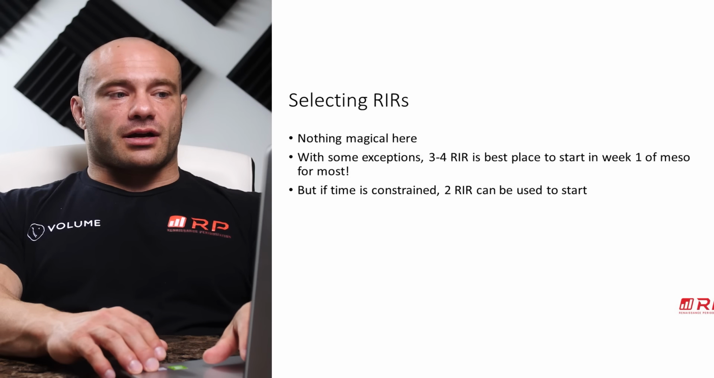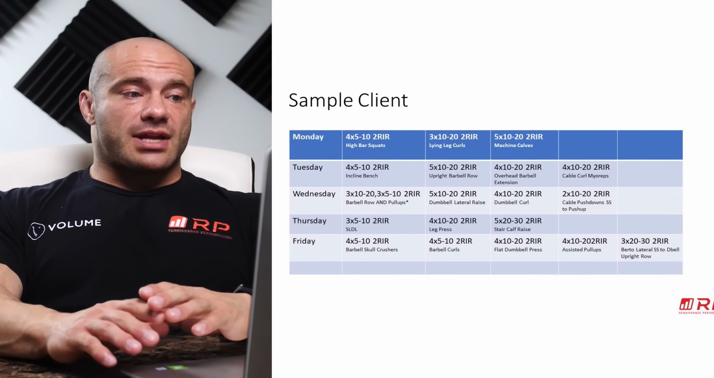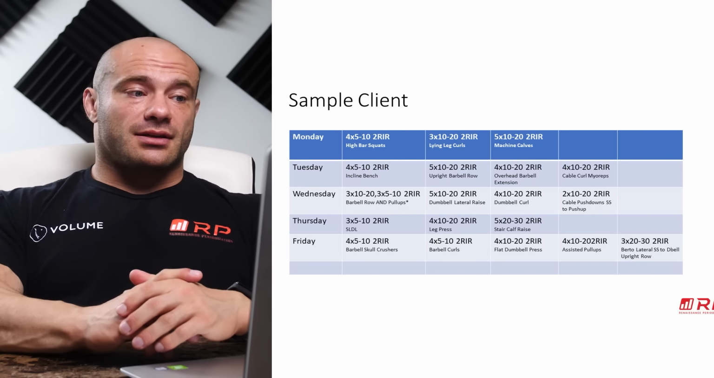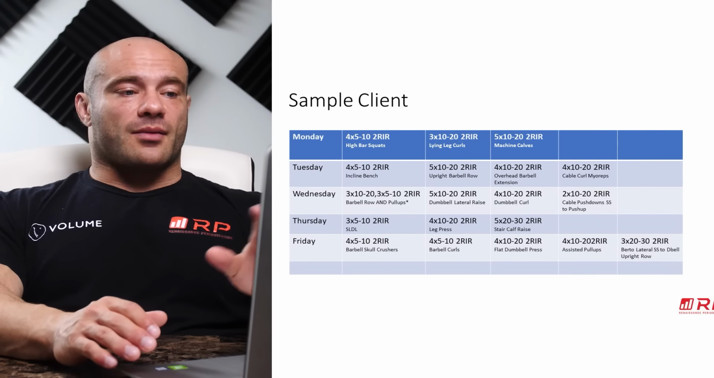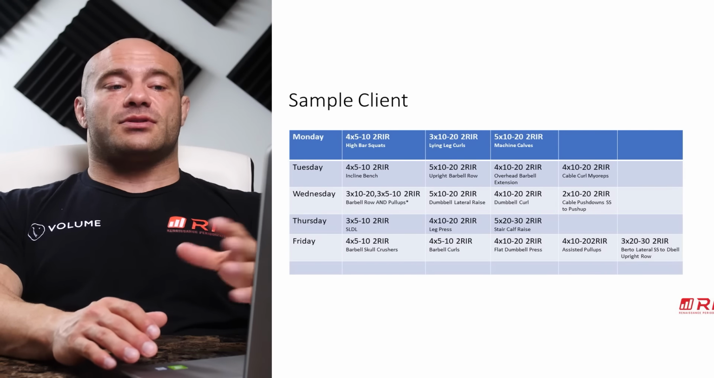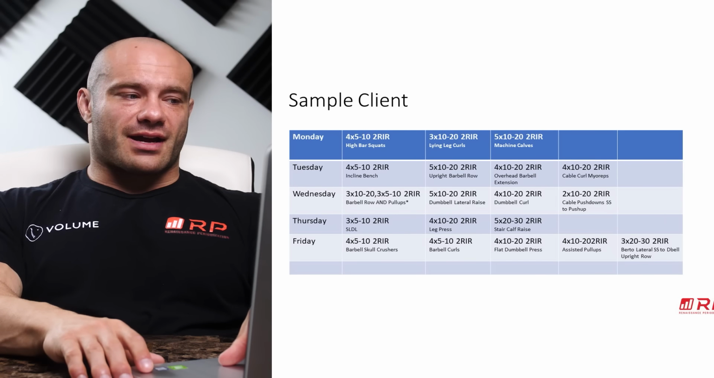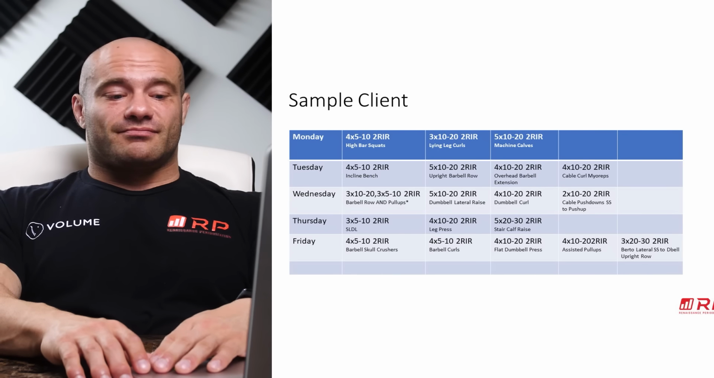So you select RIRs, and now we just put them right in. So we have this next thing. Tuesday, we have incline bench, 4 sets in the 5 to 10 rep range, 2 reps in reserve, and then upright barbell rows, same idea, 2 reps in reserve. Everything's 2 RIR because that's week 1 only. We'll get to how to modify it in the next lecture. We're done. We've got a program, folks.